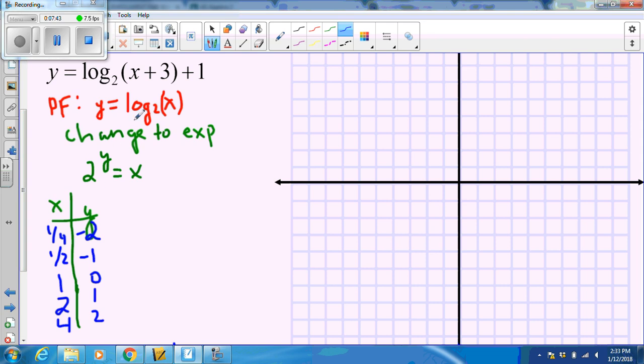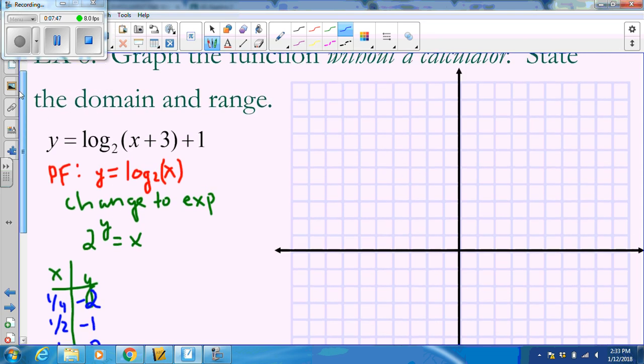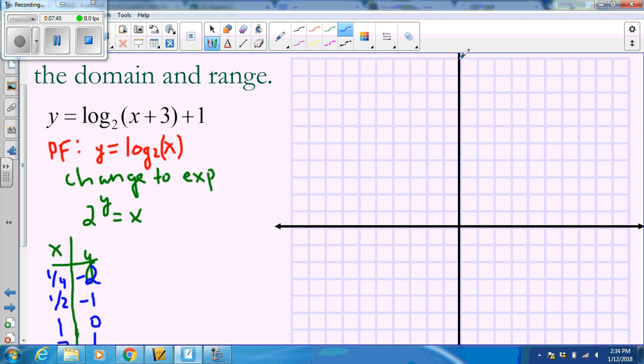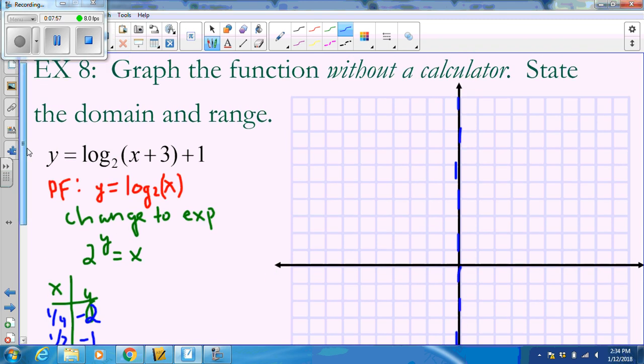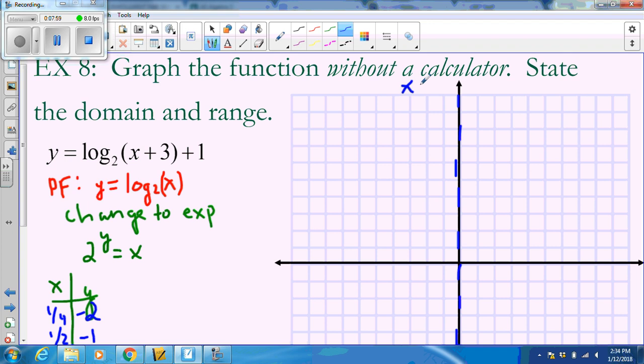Now, because I'm graphing the parent function, remember our default asymptote is going to be at x equals 0. So I'm going to draw a line at x equals 0. Remember, it's a dashed line to indicate that it is our asymptote. And it's at x equals 0.